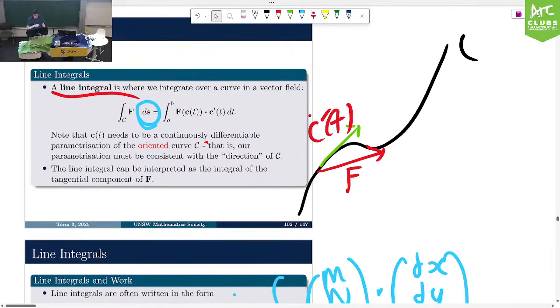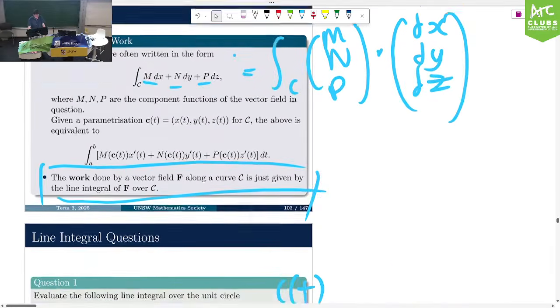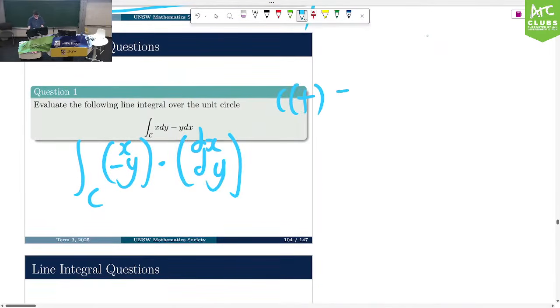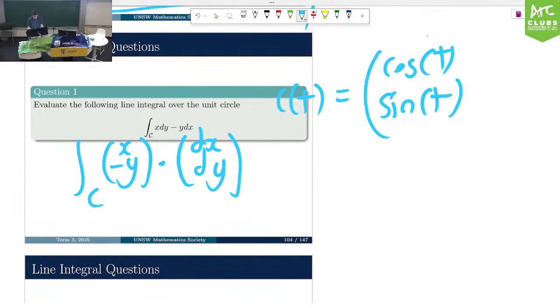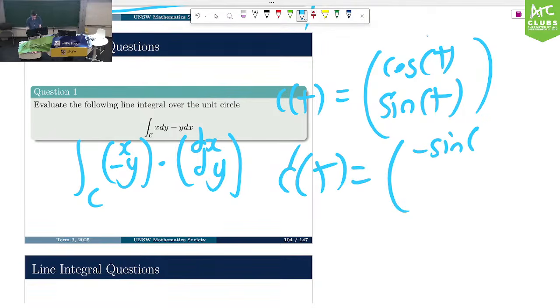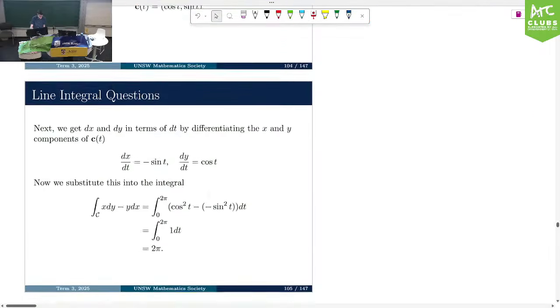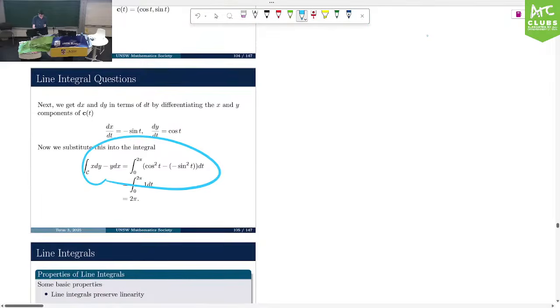If it doesn't say, the standard orientation is going to be anti-clockwise, like with your complex numbers, because that's the positive in math, I suppose. c of t would be cosine t, sine t. Since it's saying over the unit circle, we want to go one full loop. c dash t is equal to negative sine t, cosine t. And so we can see the calculations here. You can expand out the dot product, and in this case, it turns out to be 2 pi.